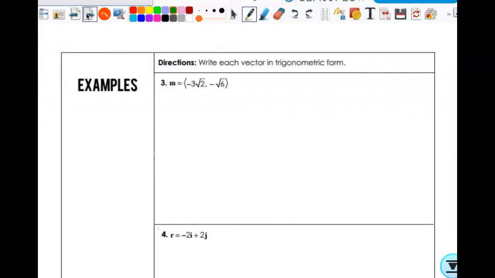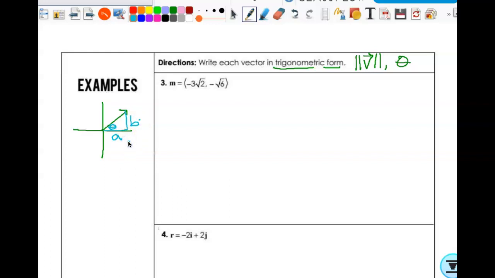So now we're asked to write each vector in trigonometric form. So in trigonometric form, you need the magnitude and you need theta. So remember that I have my vector, and that makes this a and this b. The magnitude is the length of it. So that just came from the Pythagorean theorem, right? And then the theta, that's just going to be your tangent inverse again.